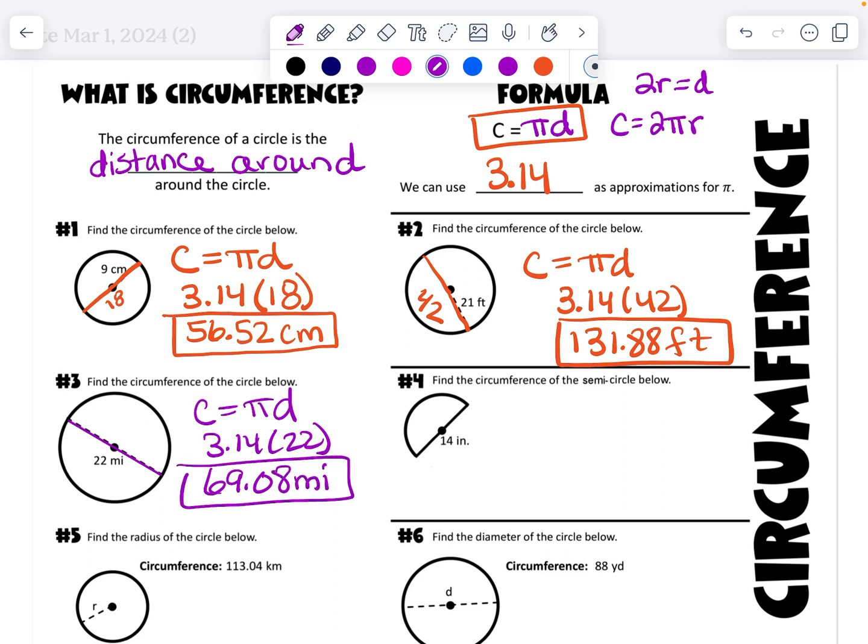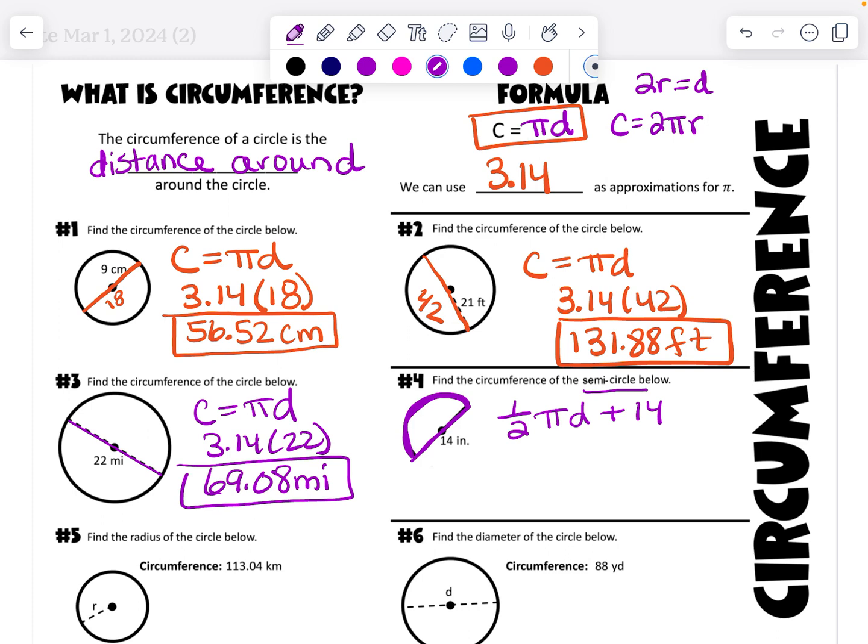All right, this next one looks a little bit different because it is a semicircle, which means half of a circle. Remember, circumference is the distance around. So we have this, which is half of a circumference. And then if we wanted to put a fence around this shape, we'd have to add in this straight line, this 14. So we want to do half of the circumference, and then we want to add 14. If we only did half of the circumference and didn't add the 14, it wouldn't be completely enclosed. We wouldn't find the distance all the way around.